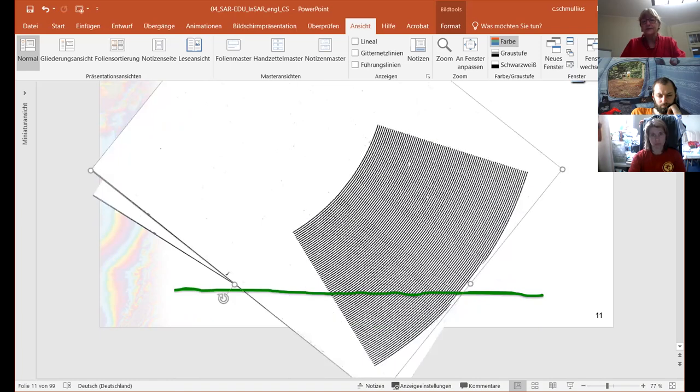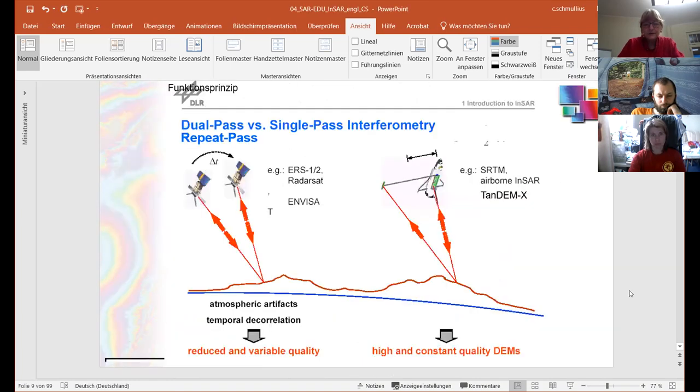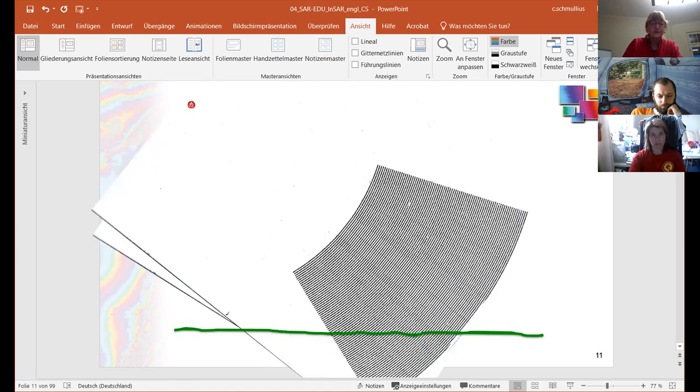Again, I'm somehow touching my touchpad, it is moving this window.